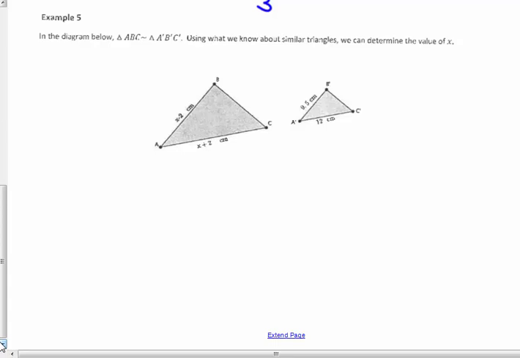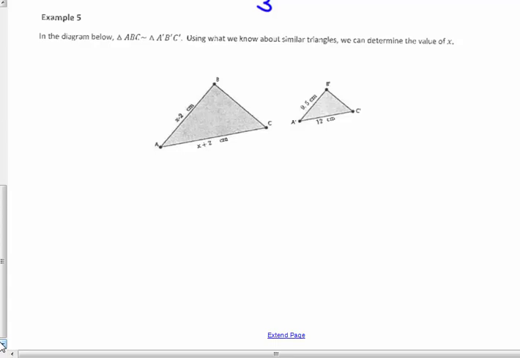In similar triangles, the angles are the same and the sides are proportional to each other. So we know that angle A and angle A prime are the exact same angle. Similar means the same shape, but the sides are in proportion, different size. Some teachers will say similar means same shape, different size. You can see that A prime, B prime, C prime is smaller, but it's proportional to triangle ABC.